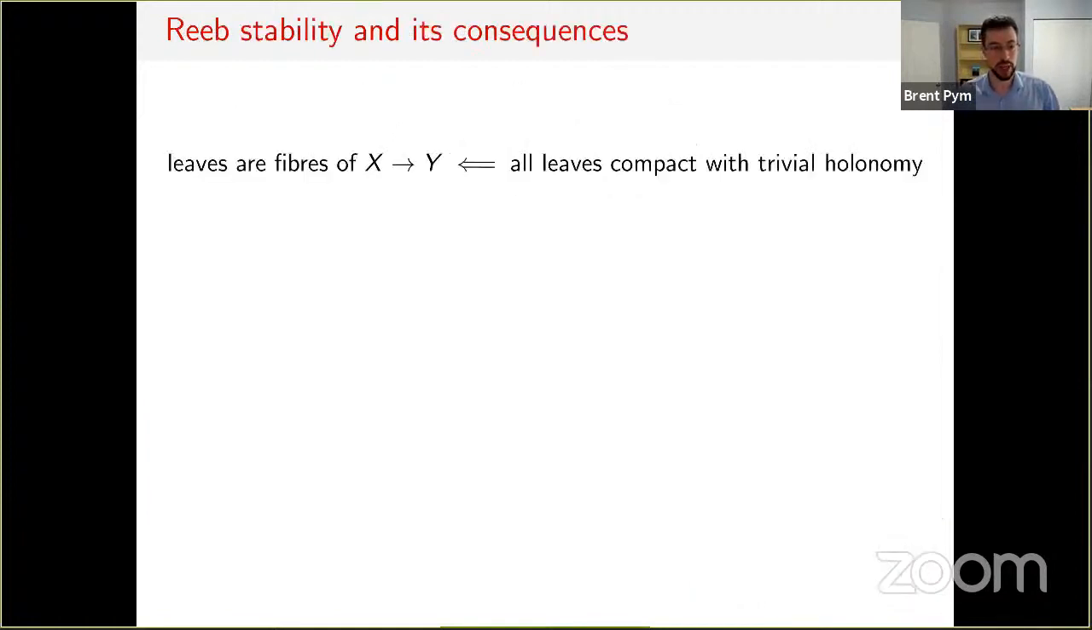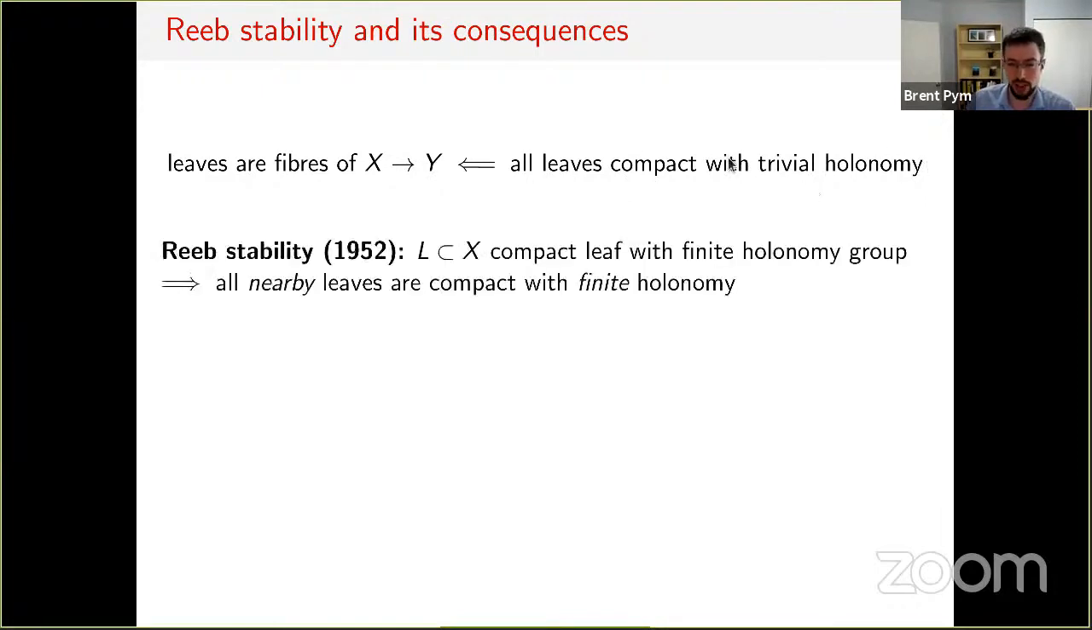Okay, so again, the leaves are fibers of a submersion. This holds if all the leaves are compact with trivial holonomy. So how do you arrange all the leaves to be compact with trivial holonomy? Well, there's the famous Reeb stability theorem, which says that if you have a compact leaf L of a foliation, which has a finite holonomy group, then all of the leaves nearby to L are also compact with finite holonomy.